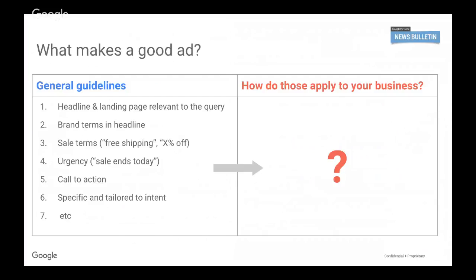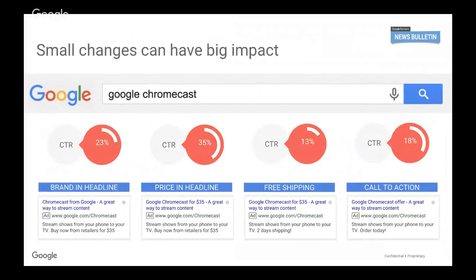There's a lot to think about, and I think that the Ad Variations tool is a great way to A/B test a lot of these features. And I'll show you how big of an impact this can make. For example, we used the search for Google Chromecast, and using the Ad Variations tool, a couple of ad creatives to test how well their CTR performed.